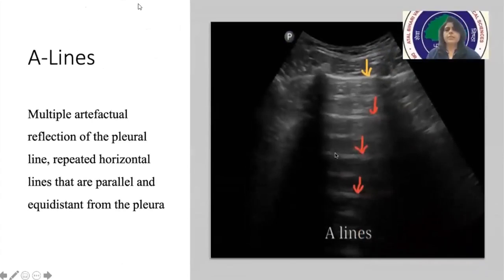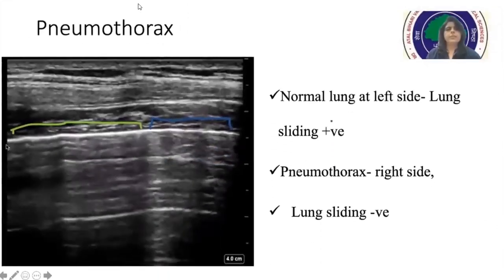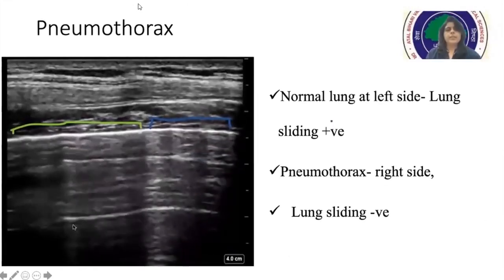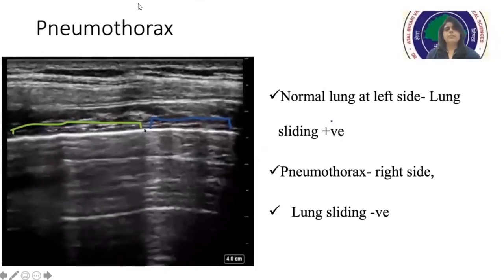Another normal thing which you can see are the A lines. You can see these lines. This is the pleura. These are the artifactual reflections of the pleura, repeated horizontal lines. These are also normal. So what is abnormal? Abnormal is this. Here you can see on the left side, lung sliding sign is present, A lines are present. On the right side, there is absence of lung sliding sign, though A lines can still be visualized.